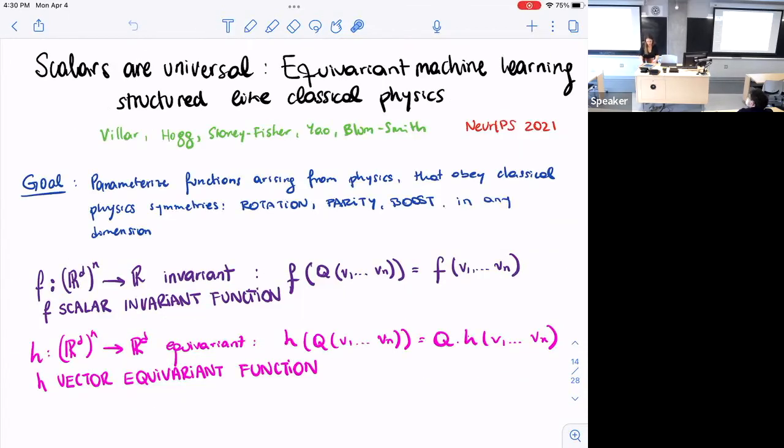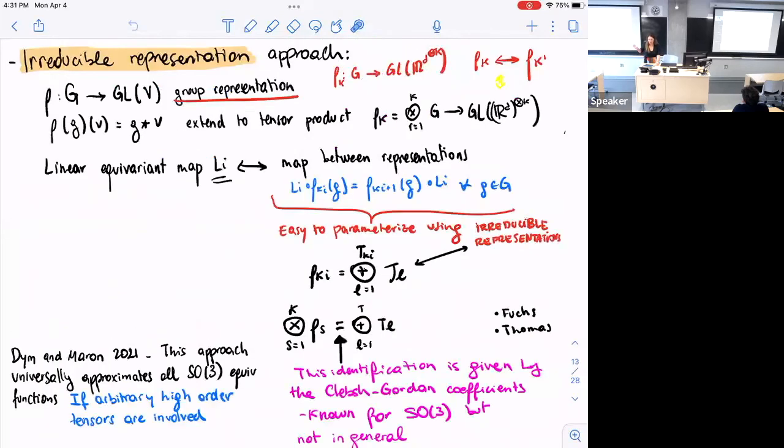So what I'm going to talk about is what we did for a paper in NeurIPS 2021 that gives a different way to parameterize the space of equivariant functions, but is restricted. It's much simpler, but it works in a smaller set of cases. It doesn't work in general for every group, but like this, if you can decompose the product representations in irreducibles, then you can do this for any group.